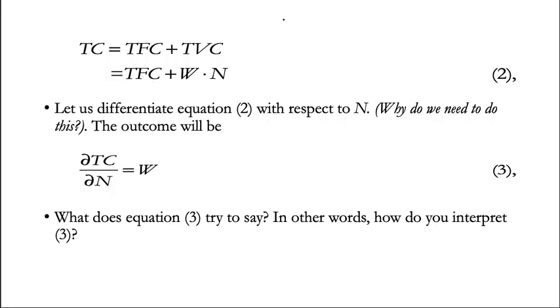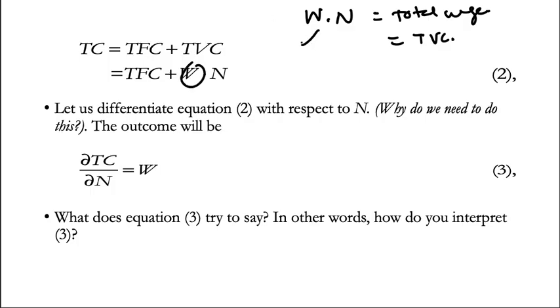Now, total variable cost here varies depending on the number of labor you hire, the number of labor hours you hire. And the total variable cost becomes the wage rate times the number of labor hours, so that it becomes total wage, isn't it? Now, the total wage here is actually the total variable cost. If you look at the letter that I'm using here, it is capital W, then we are referring to the nominal wage.